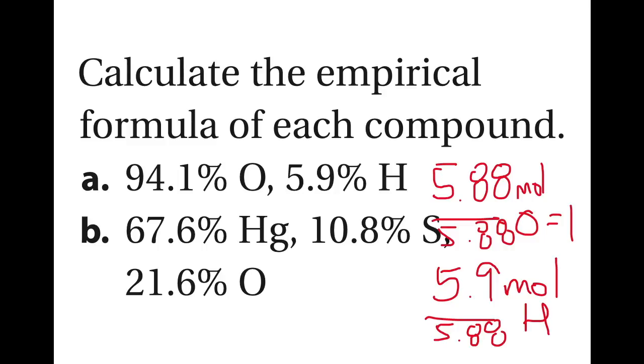Then I have 5.9 divided by 5.88. When I do that, I get 1.003. So that is close enough. If you're 0.003 off from 1, then I would just round it and you get 1. So it's the same thing. You have a 1-to-1 ratio. The empirical formula for that first one should be just OH.